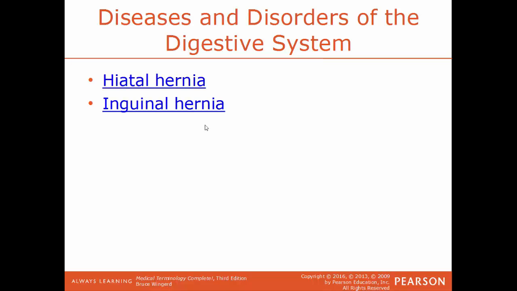The first one, hiatal hernia, is where you have an organ, usually the stomach, that will protrude through the esophageal opening of the diaphragm. And an inguinal hernia is when the intestines will poke through or protrude through a weak spot in the abdominal muscles.